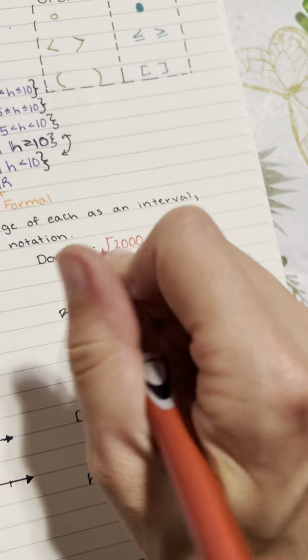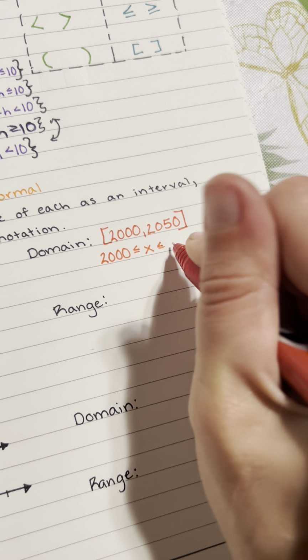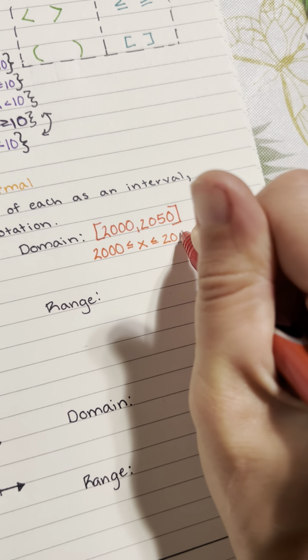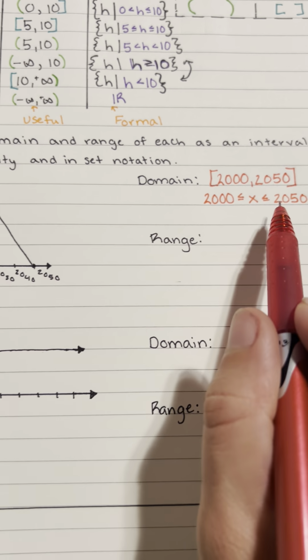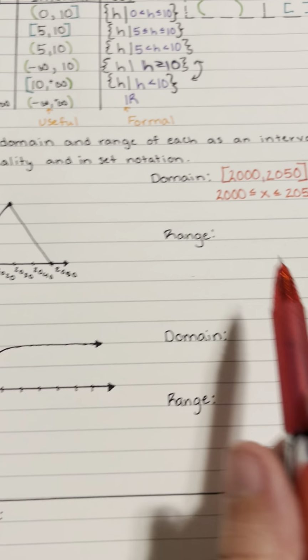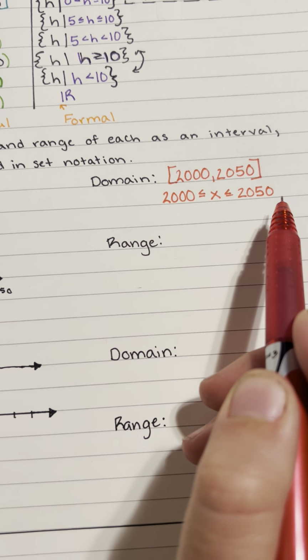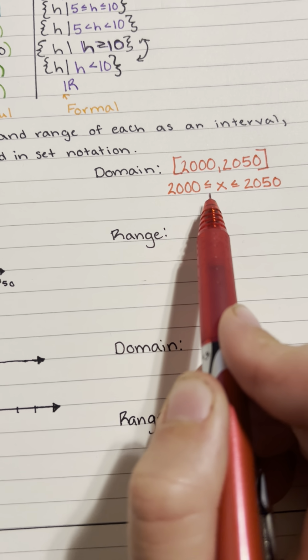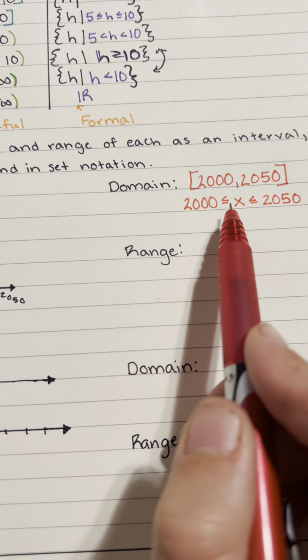So domain is X. So it's really important that when you write your inequality, you include the variable X. H was just a placeholder, so we could talk about all variables. But here I do have to use X because I'm talking about the X-axis for my domain. Okay, so 2000 is less than or equal to X is less than or equal to 2050. And again, this closed interval is going to be represented by the inequality with a line underneath it.